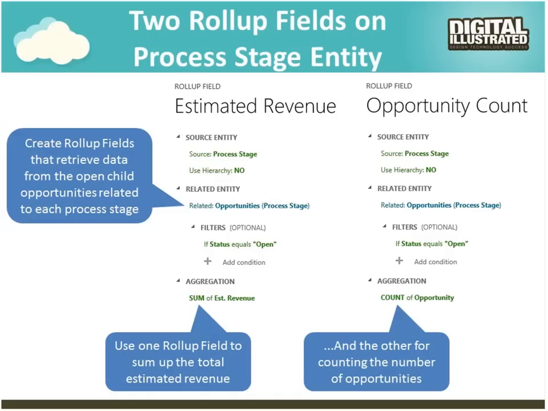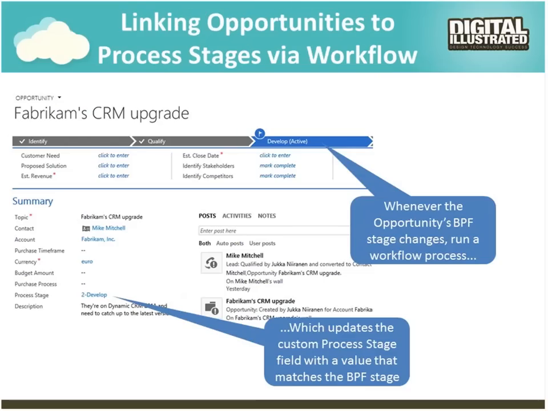And then I can define what's going to be the aggregation. So here I use 2 calculations. There's the sum of estimated revenue from those related opportunities, and then there's the count of opportunities. So how many cases do I have in each stage of the sales process? That's how I capture the data onto those process stage records.